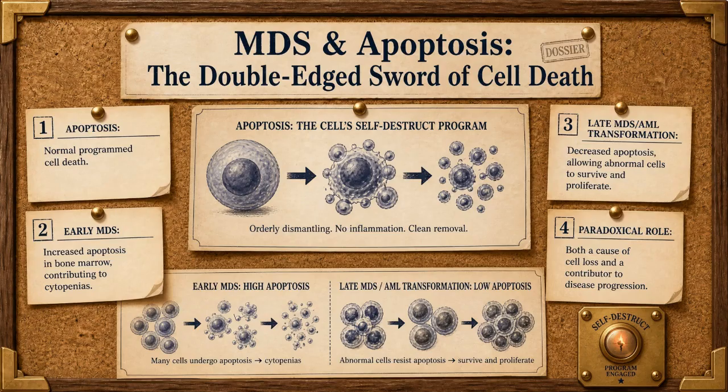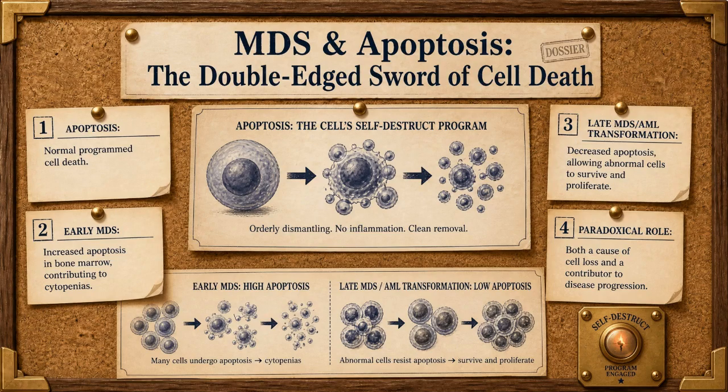The abnormal, mutated cells, which should ideally be eliminated by apoptosis, somehow evade this process. This allows them to survive, accumulate, and proliferate unchecked, contributing directly to disease progression and the eventual transformation into acute myeloid leukemia. It's like the quality control system breaks down, and now all the faulty products are being released and accumulating.